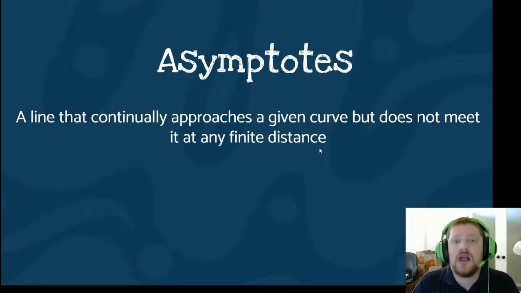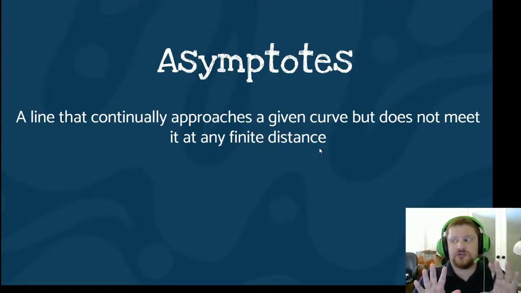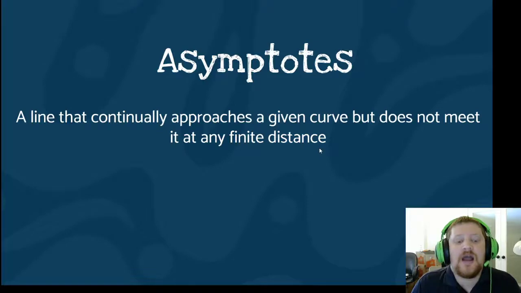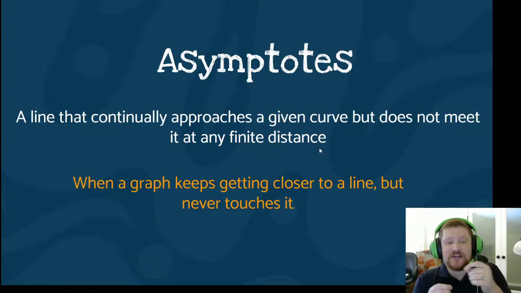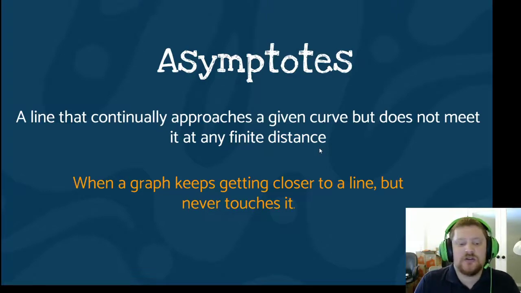No. I'm with you guys. That just... No. However, I did reword this into what I like to call English. An asymptote is when a graph keeps getting closer to a line but never touches it. That's all it is. So it's something that sounds fancy and complicated, but really isn't. Let's take a look at an example.